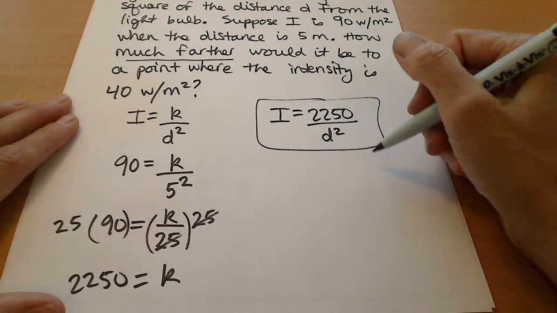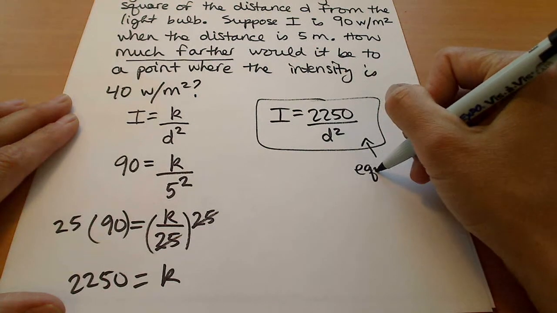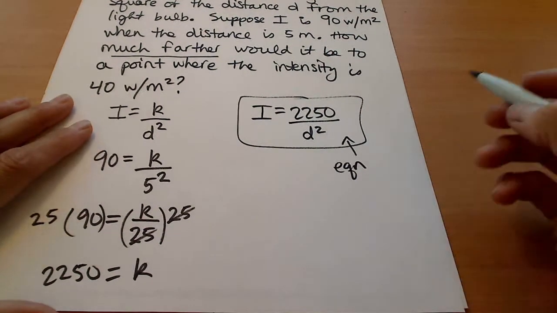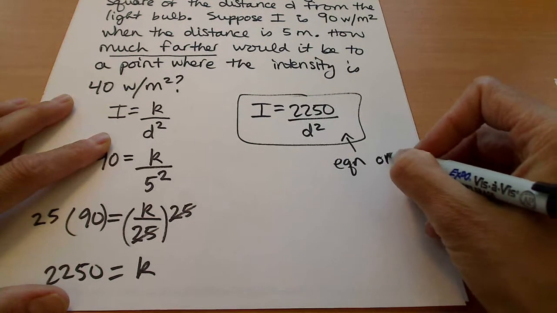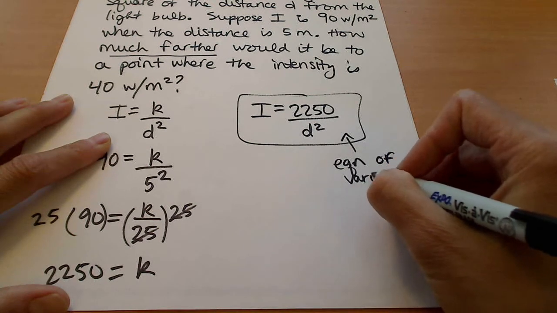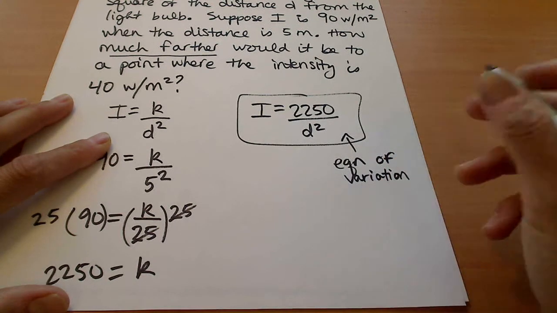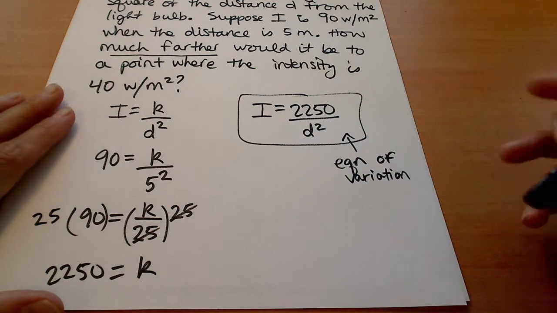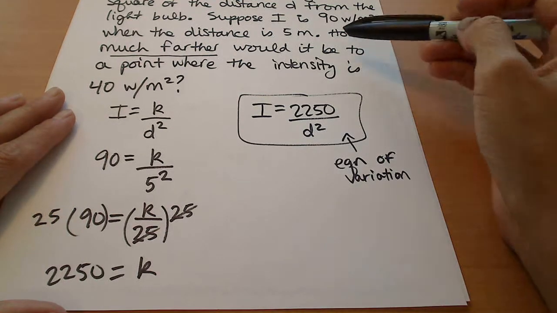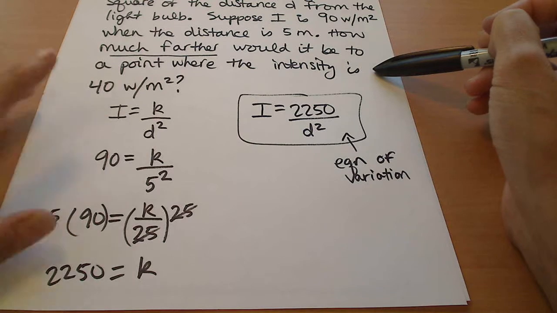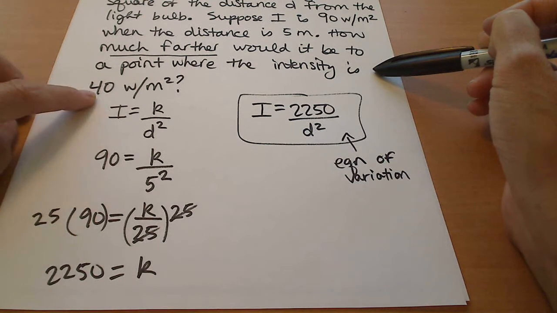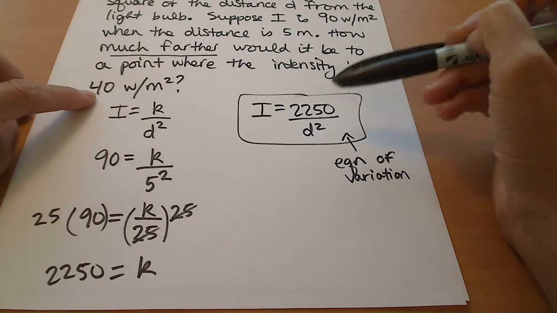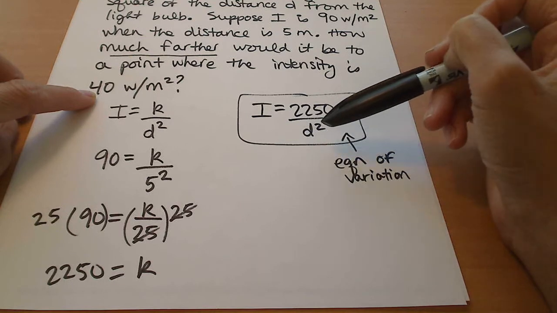Now, that is not what they asked us for, but this is an important step on our journey to finding what they asked us for. So this is the equation of variation. All right, so now we have to think about this. They ask how much farther would it be to a point where the intensity is 40. So they're giving us a value for I, and they want us to find a distance d.